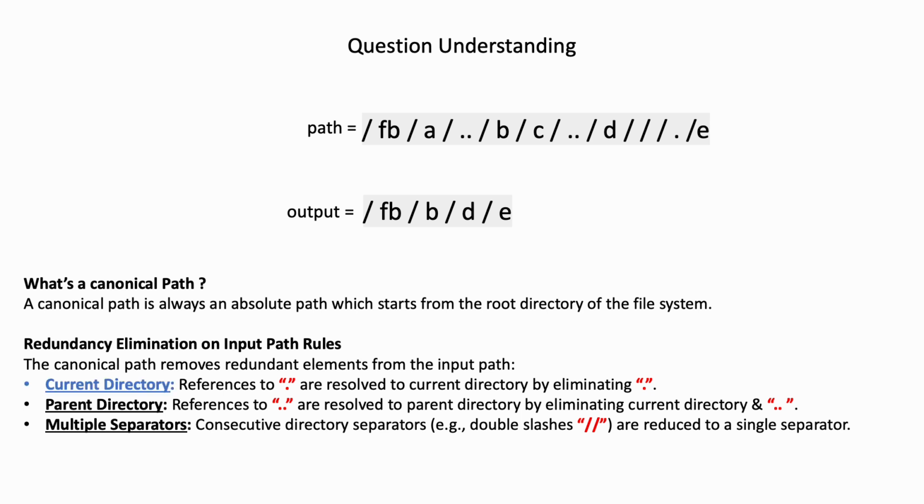Let's try to follow the elimination rules on the input path variable, starting with single period characters. This is an occurrence of the single period character, and according to the current directory rule, we eliminate the single period. Let's look at double period characters to follow the parent directory rule. These are the two occurrences. According to the rule, it resolves to the parent directory, which for the first occurrence is directory A and for the second occurrence is directory B. The current directory and the double dots are eliminated.